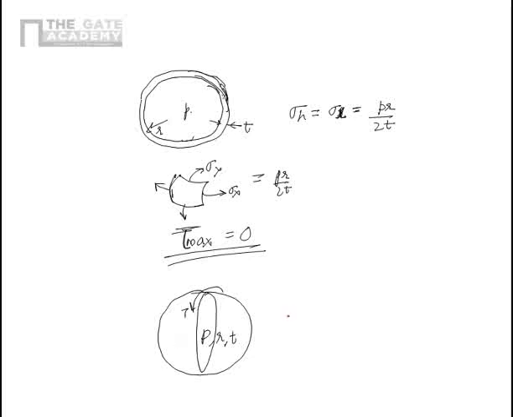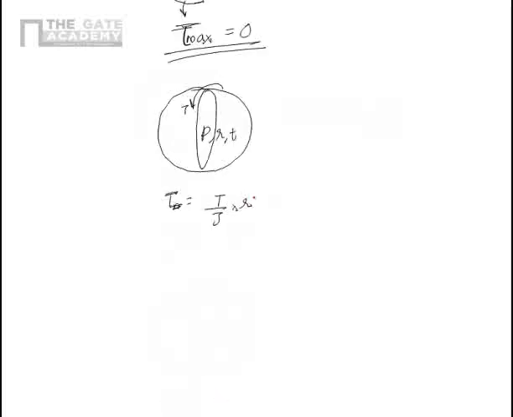So what will be the shear stress now? Now obviously there will be a shear stress, and tau will be equal to T upon J into R, where T upon J is nothing but T upon 2 pi R cube T, into R, which is T upon 2 pi R square T. So this is the shear stress in that case.